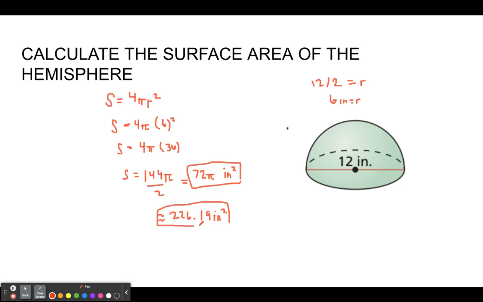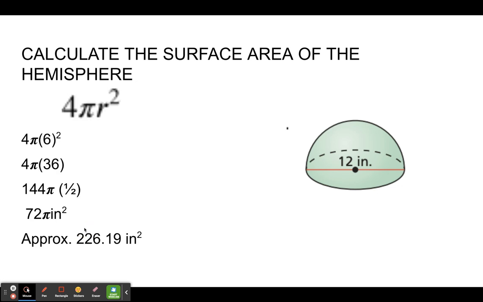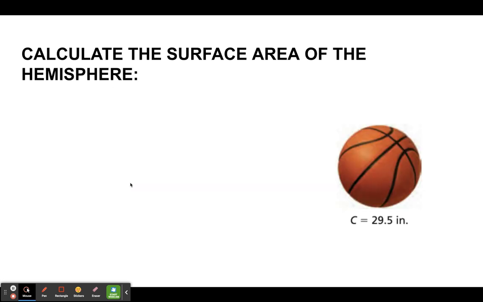All right, I'm going to clear screen. As always, in the notes, the solution's there. Go ahead and calculate the surface area. Sorry, that should say of the sphere, not hemisphere. So you want to know the surface area given that the circumference of the basketball is 29.5 inches.